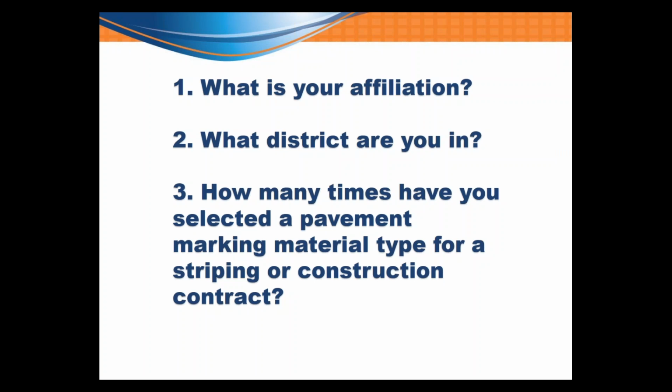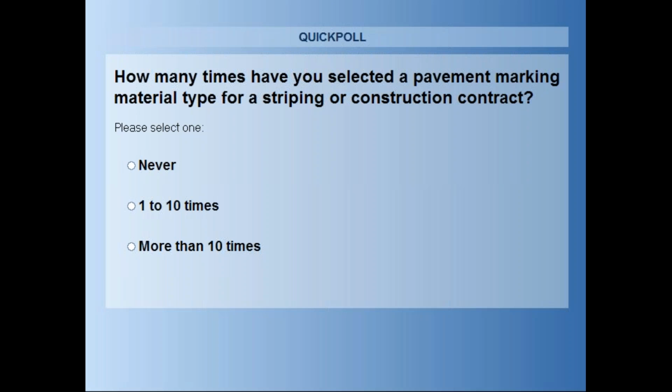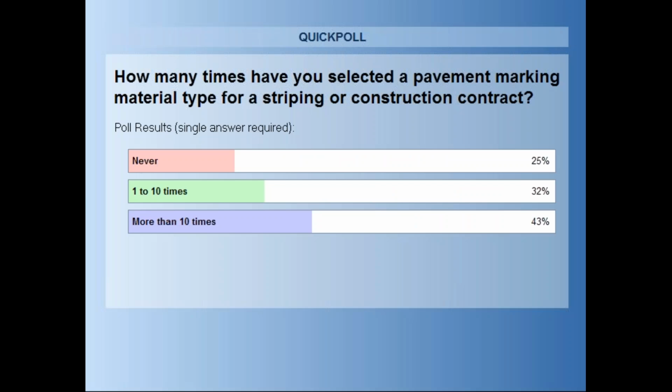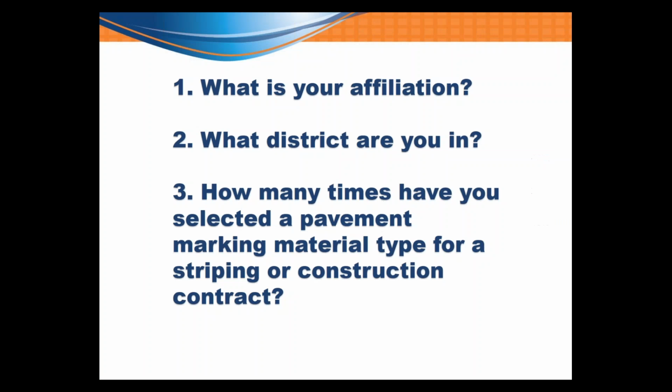And our last question, how many times have you selected a pavement marking material type for a striping or construction contract? Choices are never, 1 to 10 times, or more than 10 times. Please select the appropriate response and click Submit. This question helps us give our presenters a little bit of background on our audience today. Okay, so we have quite a few folks that have quite a bit of experience. Still some others that have done a little bit. So thank you all for participating in our poll questions.